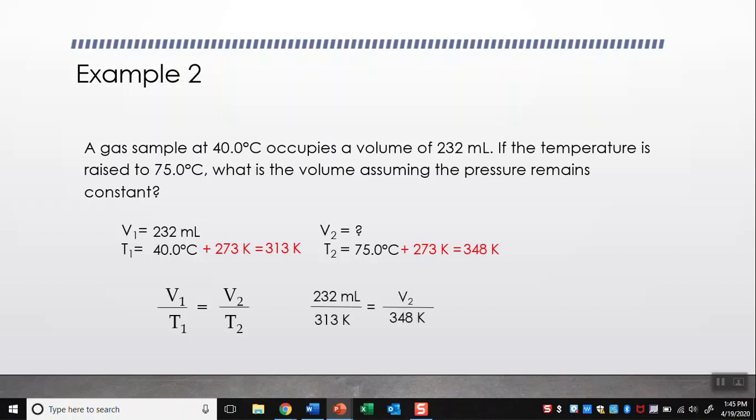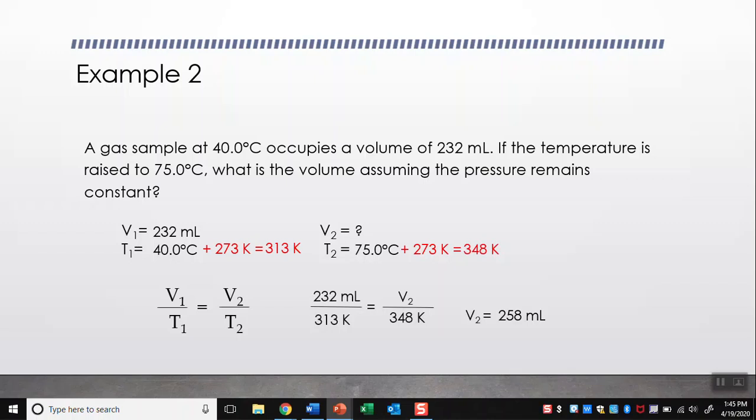And how do we solve for volume 2? Again, you're going to cross multiply just like we did before. And volume 2 is 258 milliliters. So go ahead and pause the video here because I want you to try to put that into your calculator and get that same exact answer.